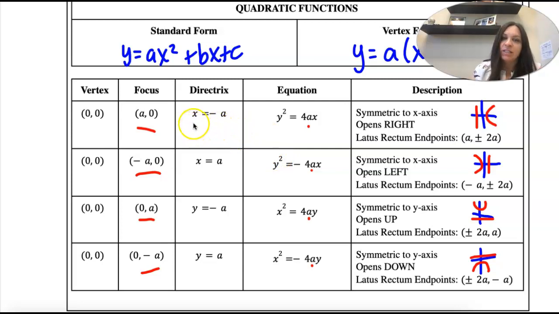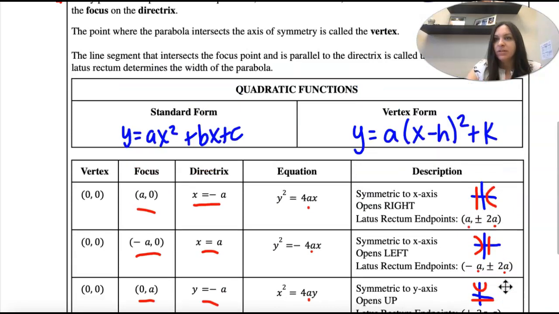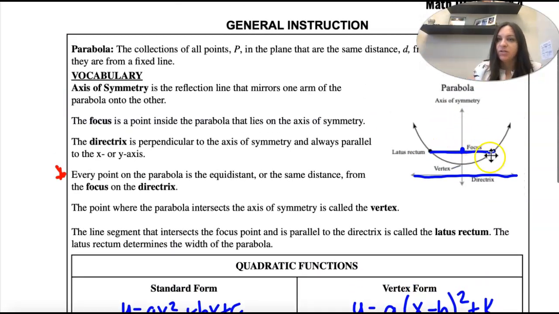The directrix, once you have A, you can write your equations. And then the latus rectum endpoints, again, you need A, and then you can write those endpoints. So there's going to be 2 of those because there's 2 sides to the parabola.